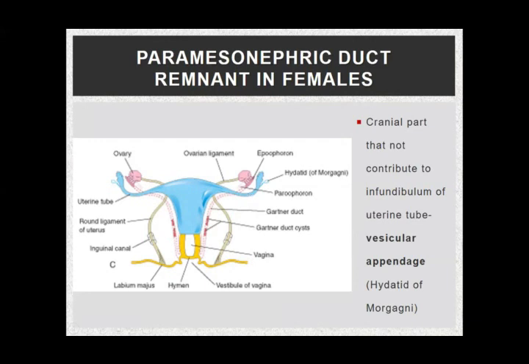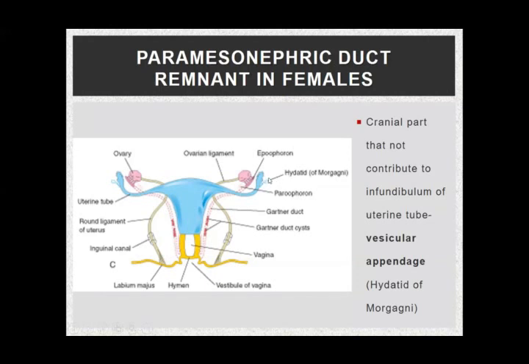I'm talking about the fact that the paramesonephric duct develops into uterine tube and the uterus and even the upper part of the vagina. But you have a part of the paramesonephric duct that does not develop into the uterine tube. This part is called hydatid of Morgagni.